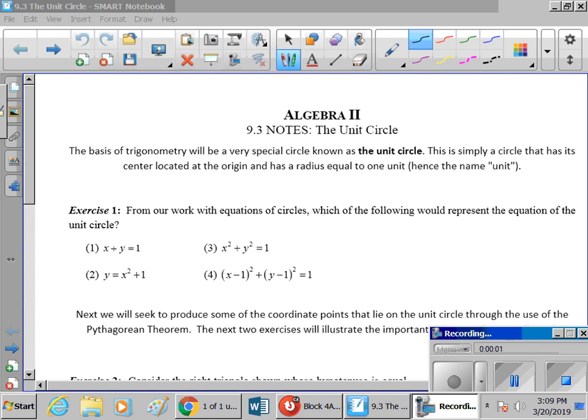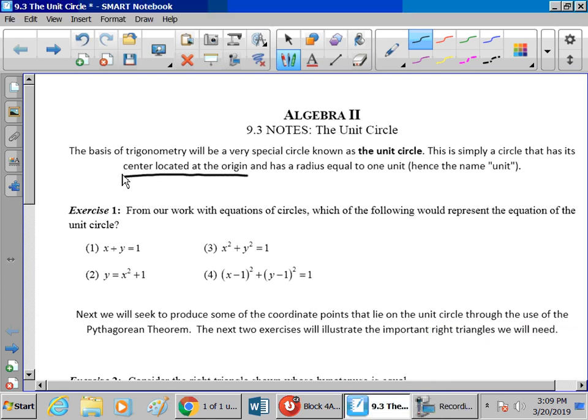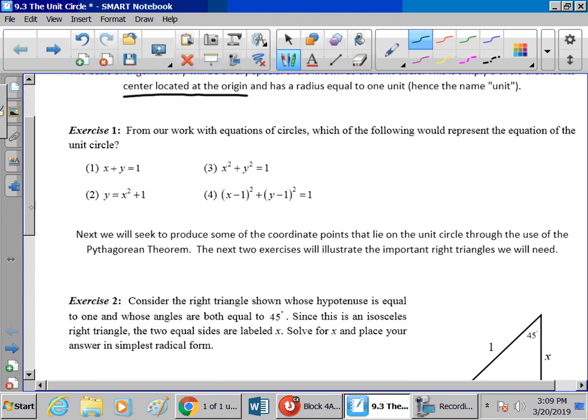Algebra 2. Today we're going to be doing lesson 9.3, which is about the unit circle, which is very, very, very important to the study of trig functions. So this is just a circle located at the center at the origin, and it's a radius of 1 unit, so 1, which is why we call it the unit circle. So we didn't talk a lot about circles earlier, but here we have a little bit.